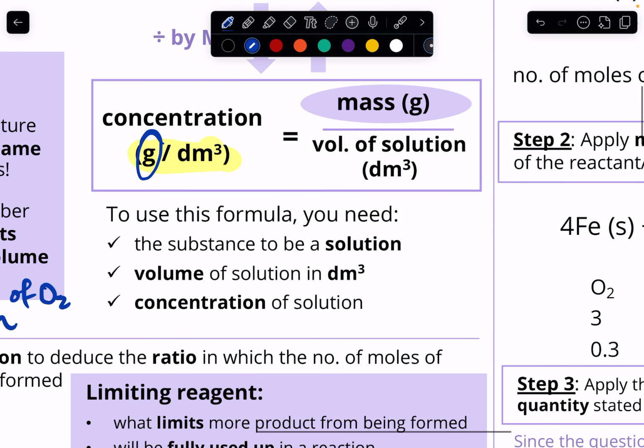To use this formula, you need it to be a solution. So for it to be a solution, it must have the state symbol aq. The volume of solution should be in dm cube, and the concentration of solution must be given to you.